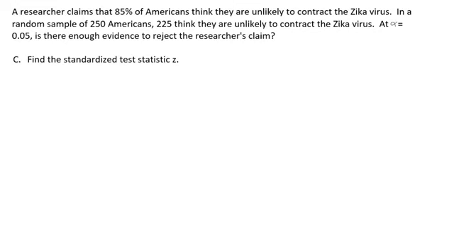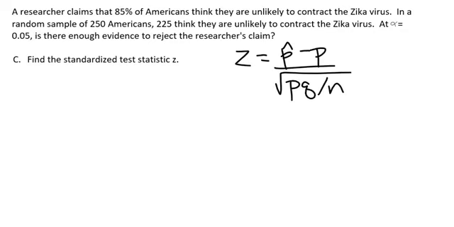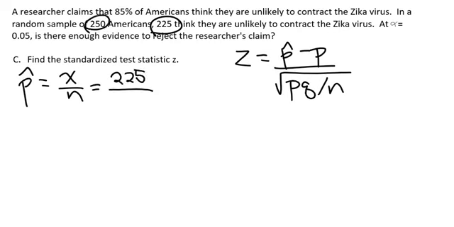Part C, find the standardized test statistic Z. First, let's write out the formula for Z. Notice here that there's a couple of things that I don't already know in this formula. First, I need to calculate P hat. P hat is equal to X over N. From our sample, this means that there's 225 divided by 250, and this is equal to 0.9.